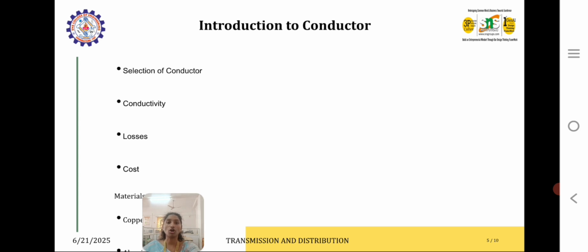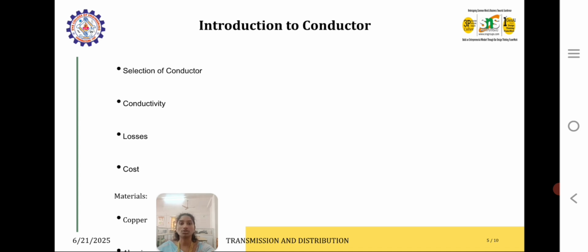The first main parameter is the selection of the conductor based on the place and conductivity. We have to check the conductivity, and if we use this conductor, how much the losses will be. We should have a calculation before installing that particular conductor, and if we install it for this much distance, what the cost or expense will be. These four parameters are very important before going for a project. The materials used for conductors are copper and aluminum.